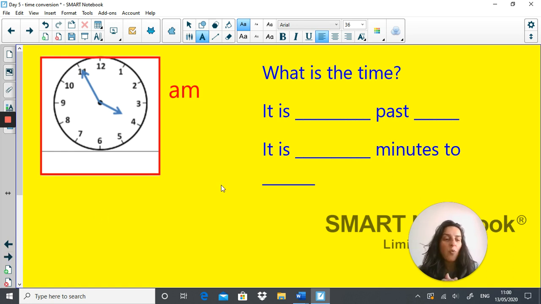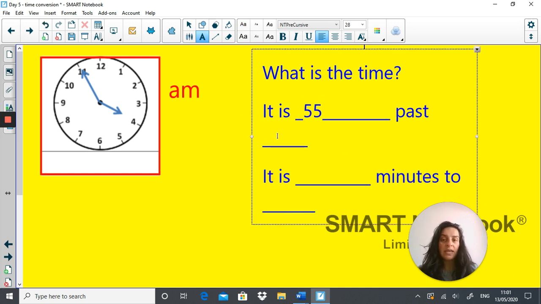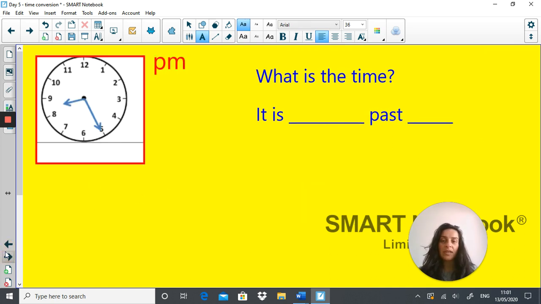What's the time here? Some more practice to really get our minds thinking. Look at the clock, look at the time, and fill in these sentence stems. So it is 5 to 4 in the morning. So it is 55 minutes past 3, and it is 5 minutes to 4. Good. Let's move on. What's the time here?